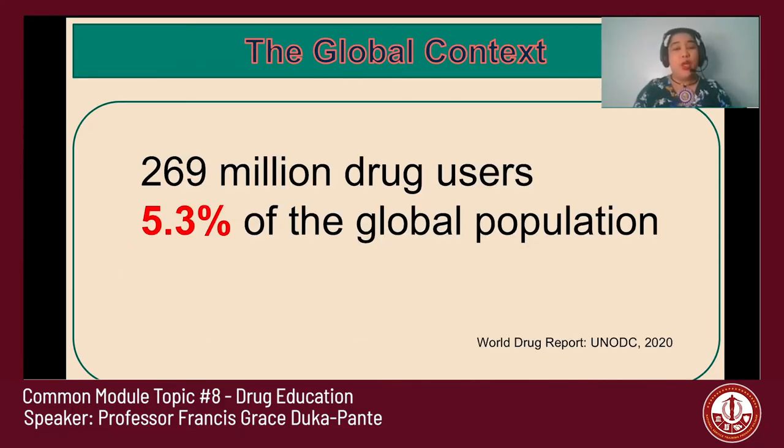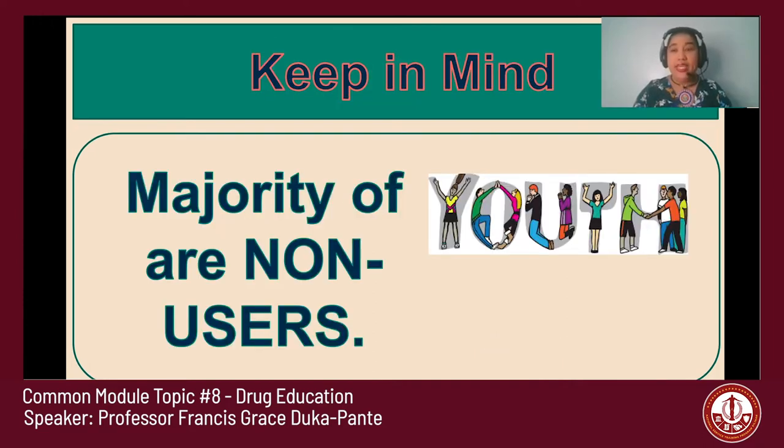Let's look at the global context of substance use or drug use. This is the latest data from the United Nations Office on Drugs and Crime, the World Drug Report 2020. They just released this last June 26. It says that in 2018, there were actually 269 million drug users, and this is 5.3% of the global population. I'd like you to remember that 5.3%. Why? Because I'd like to emphasize that majority of people are non-users.